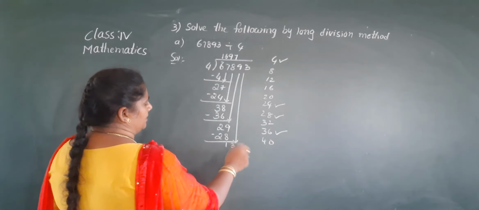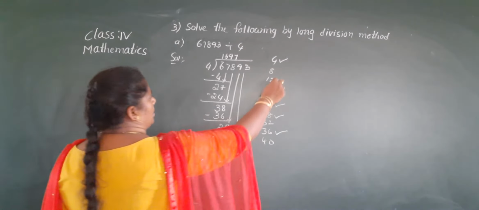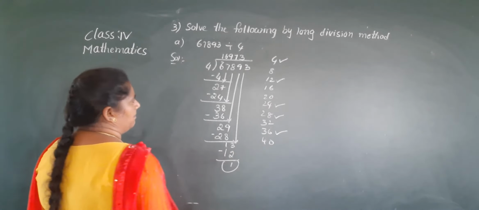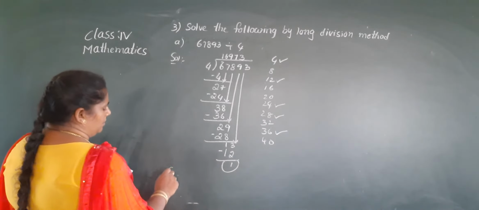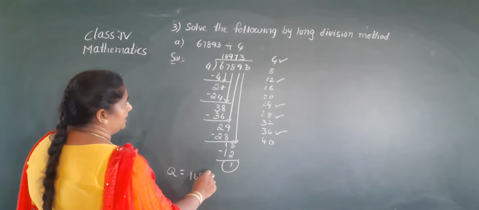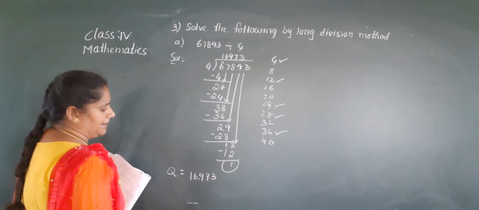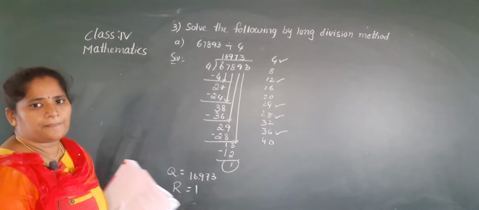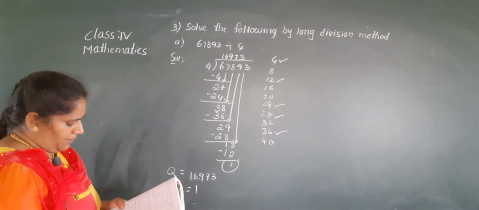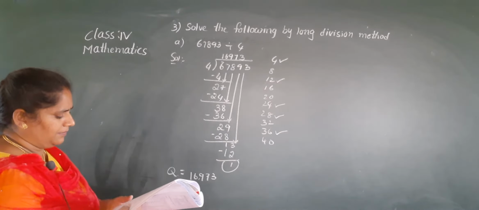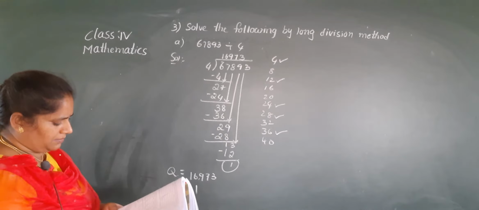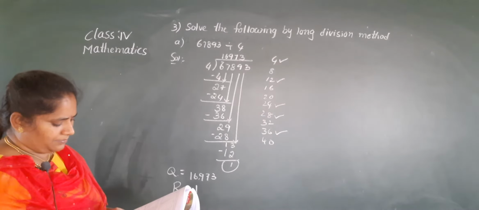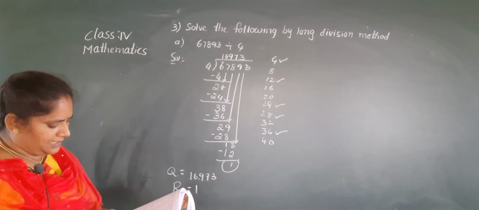Now take down 3, 13. 13, nearest number is 12. 4 3s are 12. So 1 remainder. Okay. So come on, write down quotient. Q means quotient. Quotient is 16,973. Remainder is equal to 1. Finish. Okay. And next one, you do B problem as homework. I will explain the C problem.